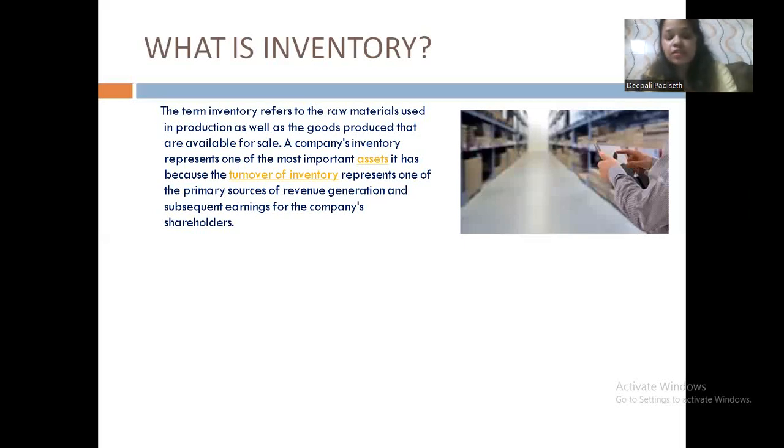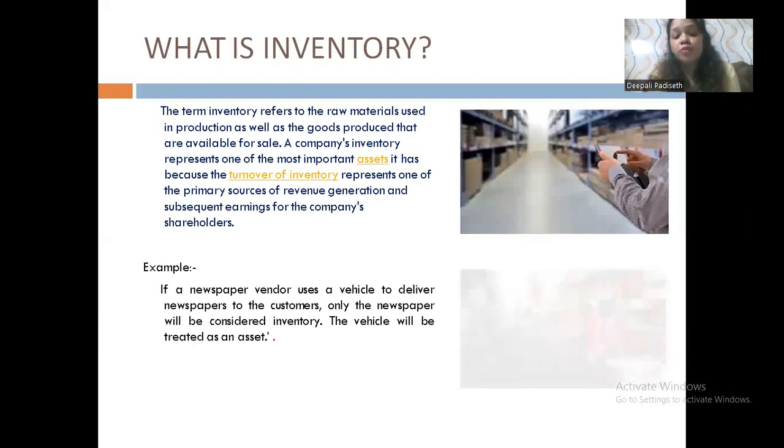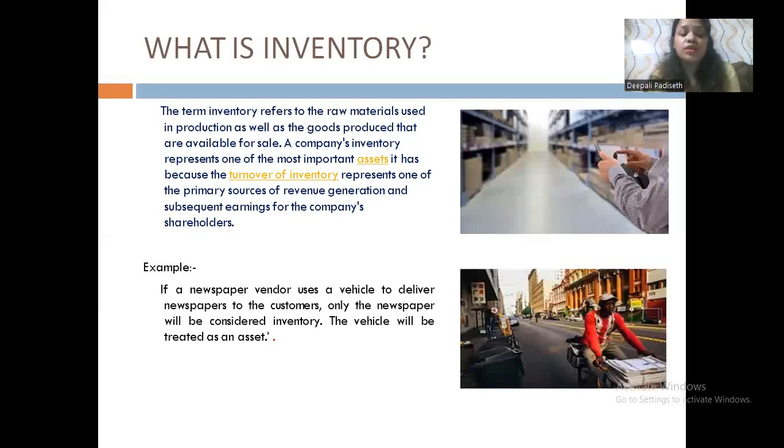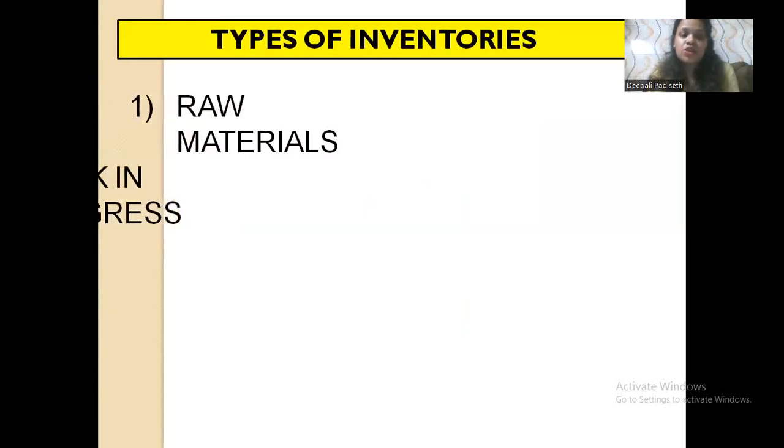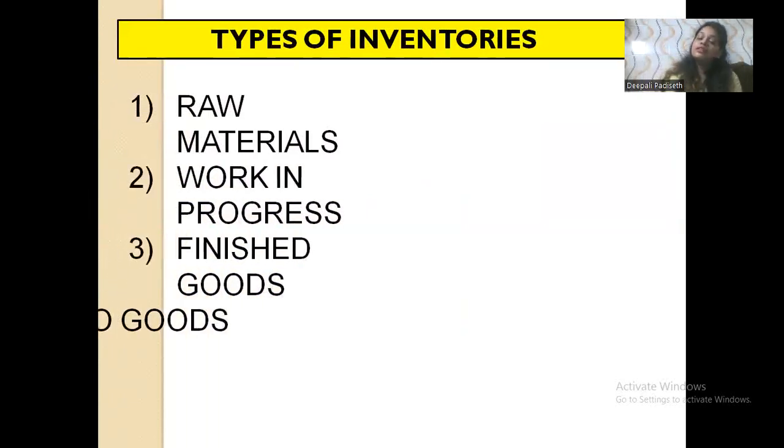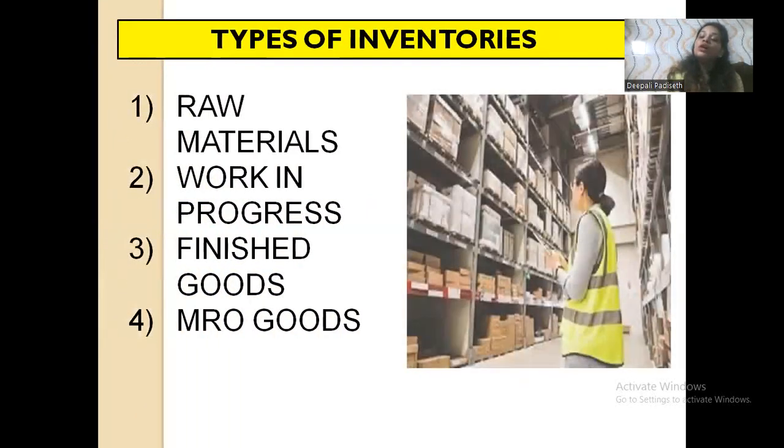So the sole purpose of inventory is to sell product to the customers so that profit is generated. Also, we'll see the example of a newspaper. The vendor is using a vehicle to deliver newspapers to the customers. Only the newspaper will be considered inventory and the vehicle will be treated as an asset because it is used to deliver newspapers in the particular area.